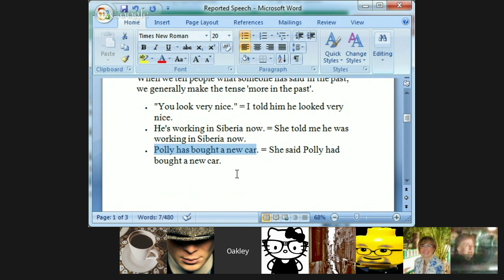"Polly has bought a new car." She said Polly had bought a new car. Okay, so the first, again, this is in quotes. The tense here is present perfect. Indeed, you are correct. And that changes. And she said, so we changed to past perfect. Yes, it did. Exactly. So you have to be aware of that.